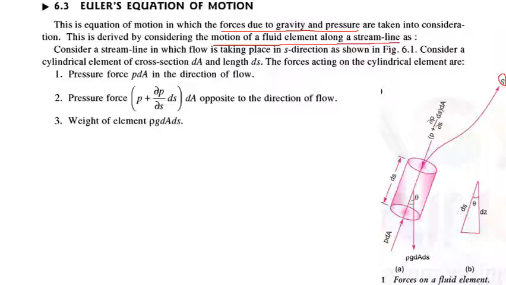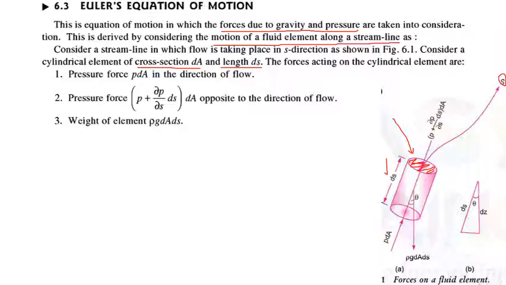Then let us consider a cylindrical element along the flow. This is the cylindrical element. It has a cross-sectional area of dA and a length of ds, which is also marked in the figure. ds is here. dA is the cross-sectional area of this element. Right, this is dA.